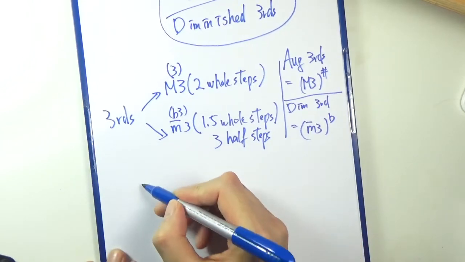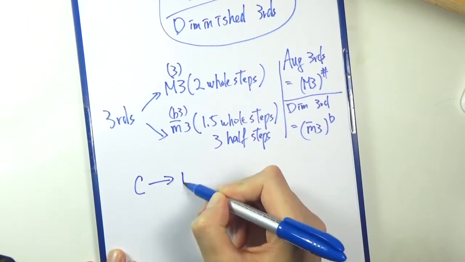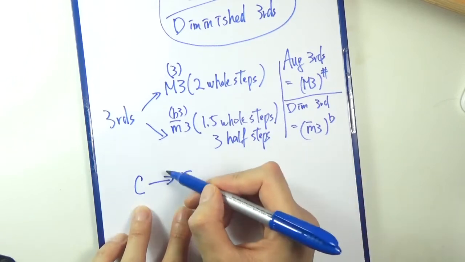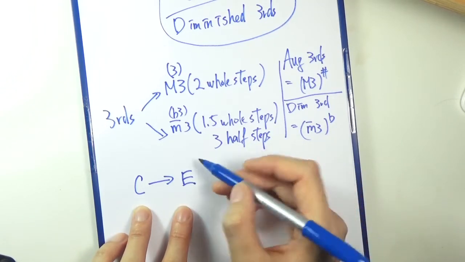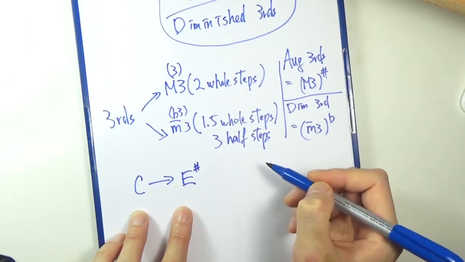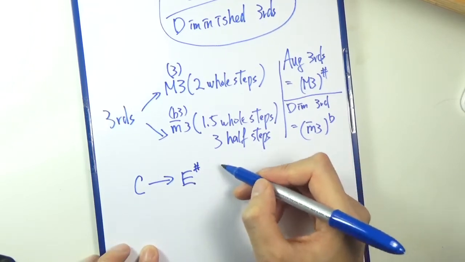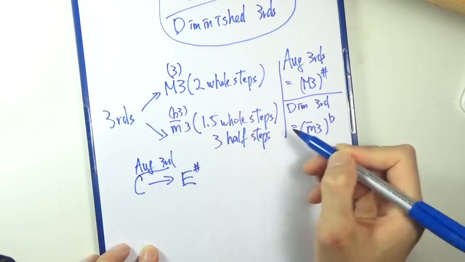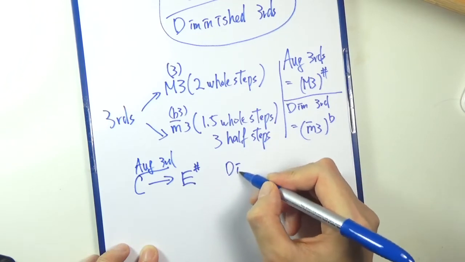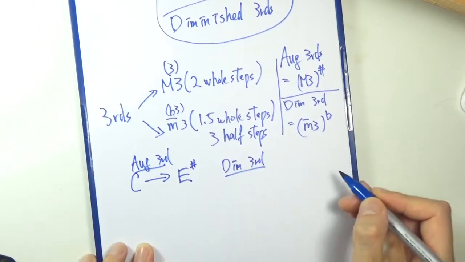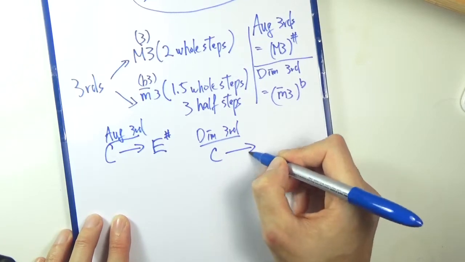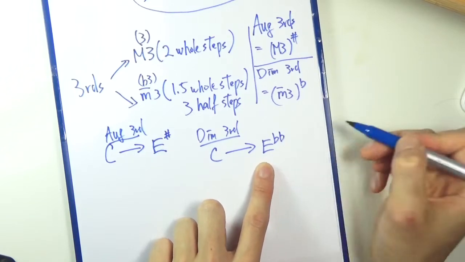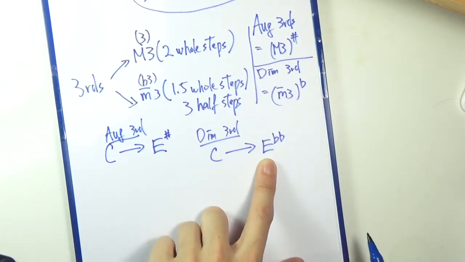So let's do an example. For example, let's go from C to E. That's your major third, right? Okay. So if you want an augmented third, just sharpen that. And that's your augmented third, all right? Same thing here. If you want a diminished third, all you have to do is first obtain a minor third, and then you have to flatten that one more time. So that's your diminished third. All right.